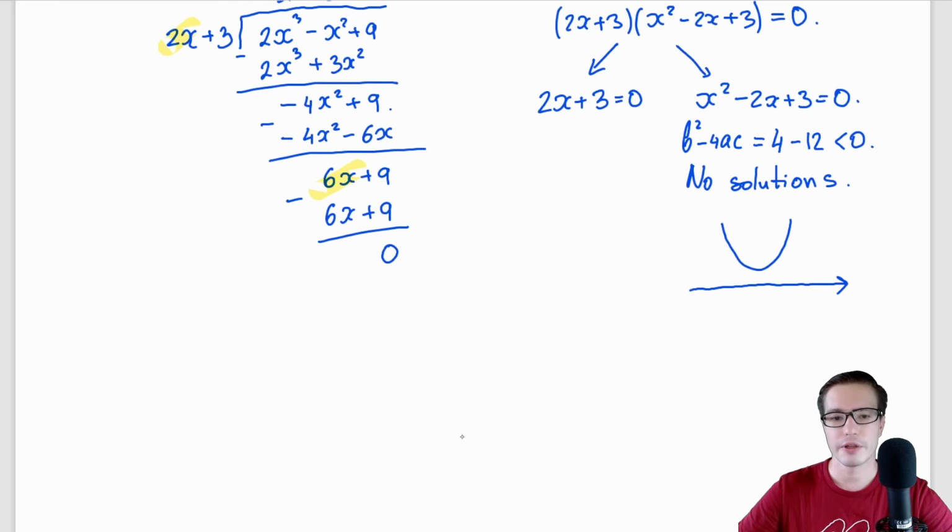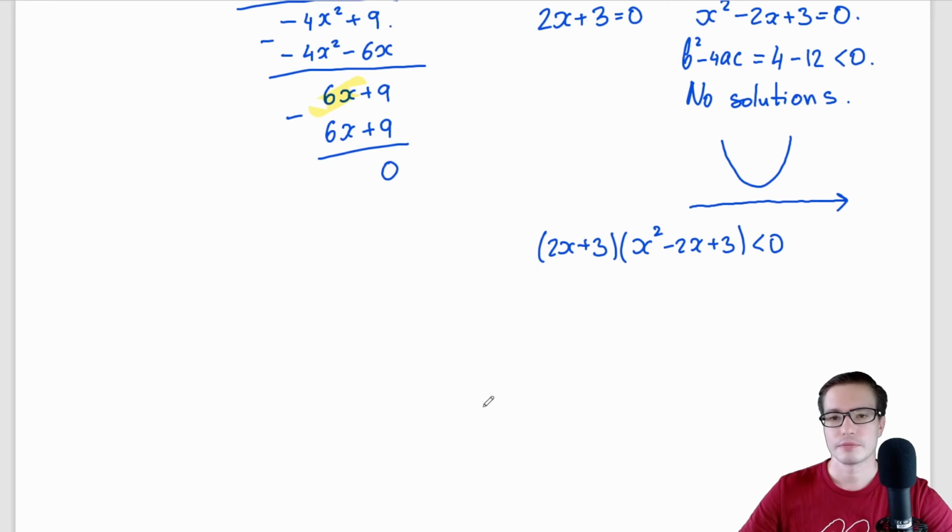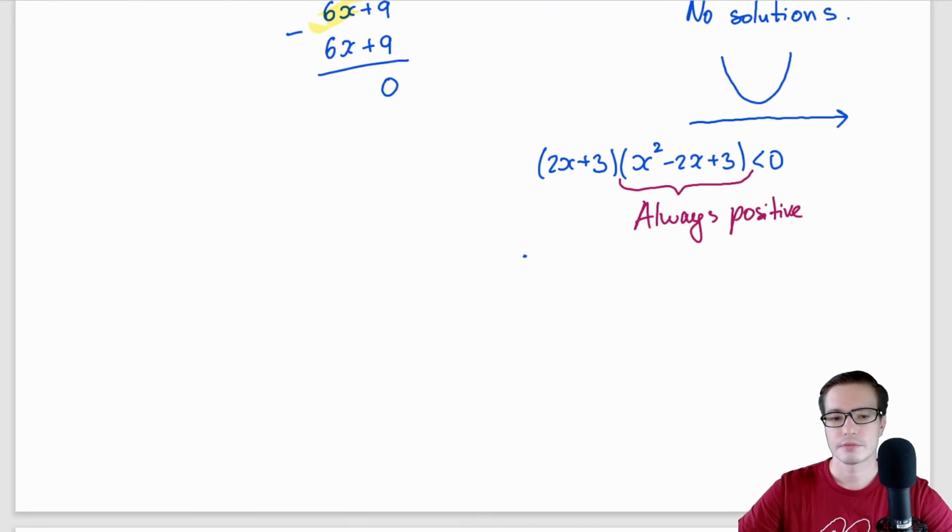And looking back to our inequality, we'll get 2x plus 3 multiplied by x squared minus 2x plus 3 less than 0. And as we've just shown, this bracket is always positive. So that means I can just divide by the bracket, and no need to change the inequality sign because the bracket is positive. And that is just a simple linear inequality, so x is less than negative 3 over 2.